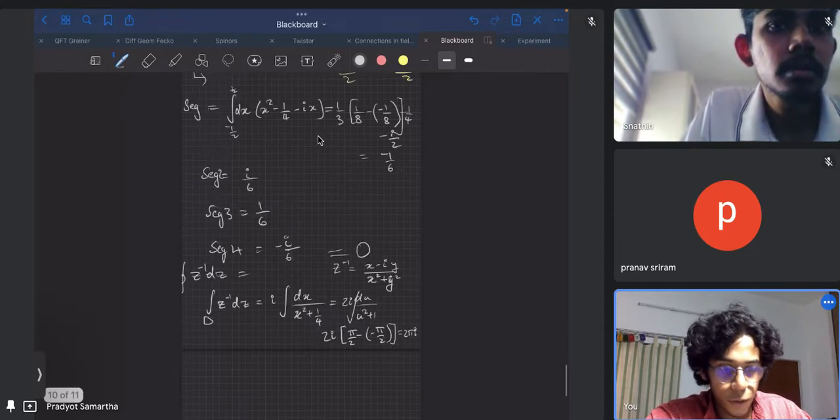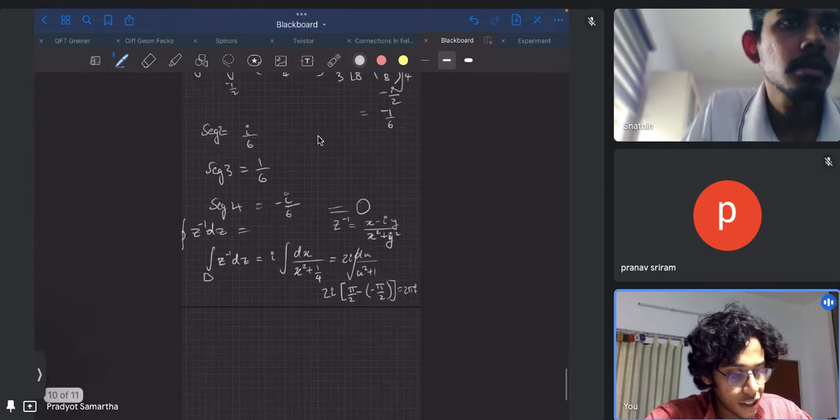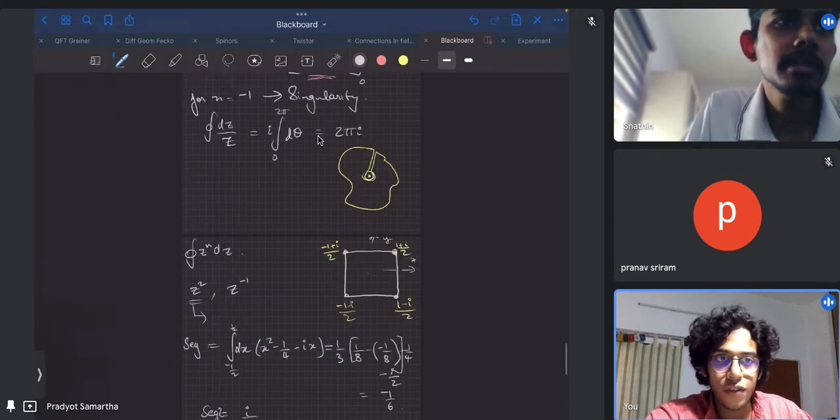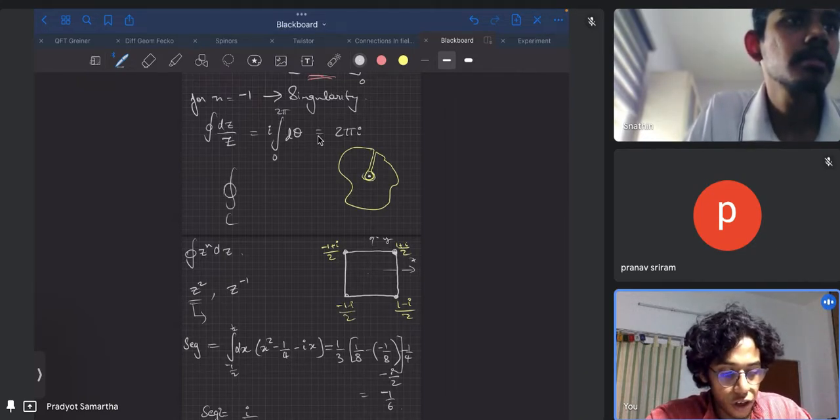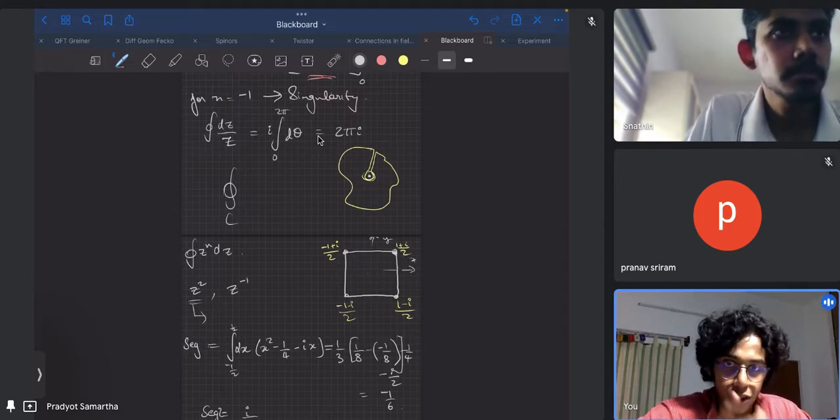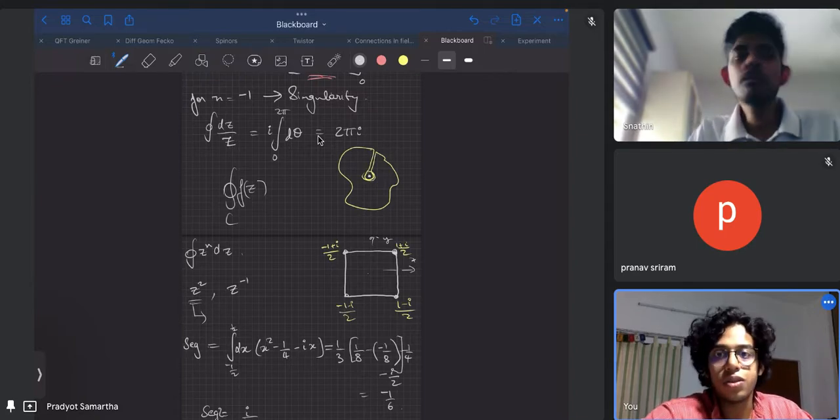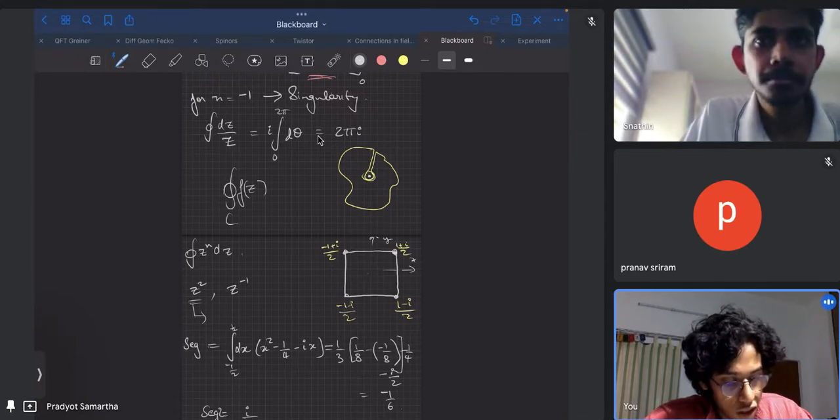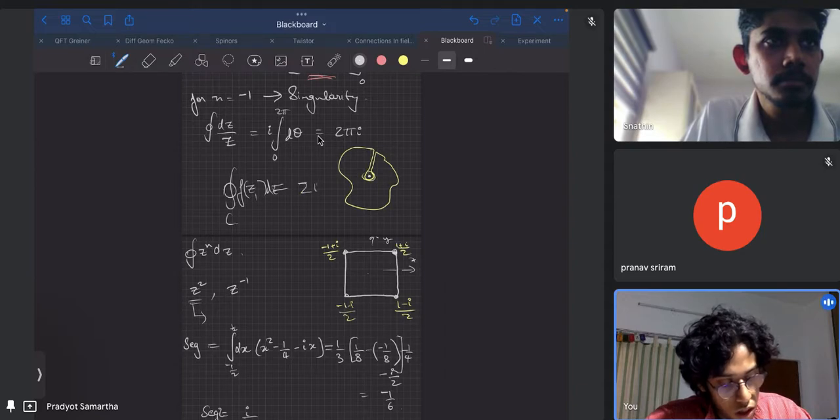The thing is, no matter what the shape of your contour is, if it has a single singularity, then the overall contour integral of f(z) around that single singularity, let's mark it as z1, dz is nothing but 2 pi i.